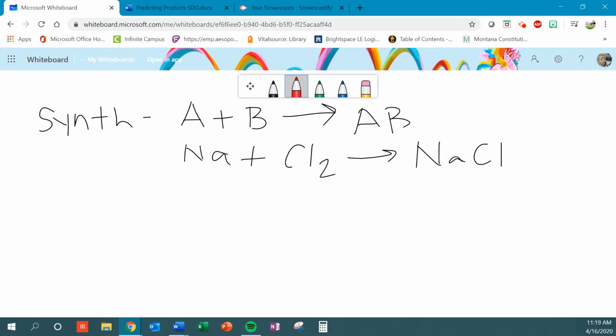And so I look at my sodiums. I have one on the left side of the arrow. I have one on the right side of the arrow. So I'm balanced there. But for chlorine, I have 2 on the left side and 1 on the right side. So I have to throw a 2 in front of here to make the chlorines balance. But now the sodiums are out of balance, which is not a big deal because I can just throw a 2 in front of there. And now we're perfectly balanced and honoring the law of conservation of mass.